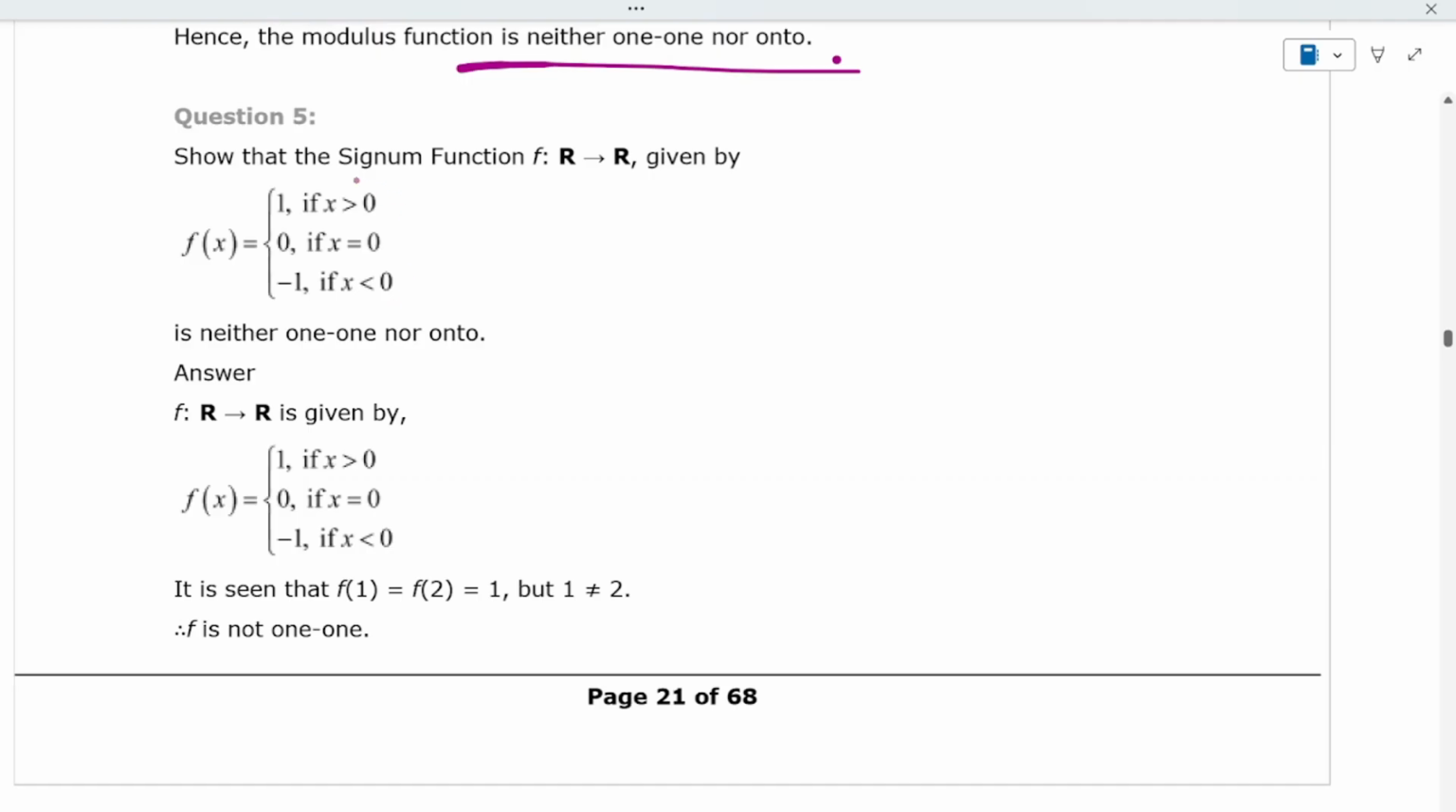Now they have given the signum function. The signum function is 1 if it is greater than 0, that means positive.